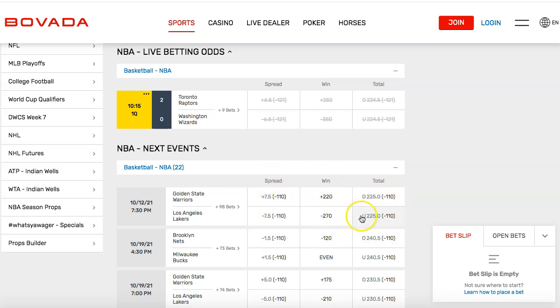You could also do it over under. So 225. Is the total score going to be over 225? For example, if it's 120 to 100, right? That's 220. And if you did the over, you would lose because you said 225 or more. So the combined score of the two teams has to be over 225.